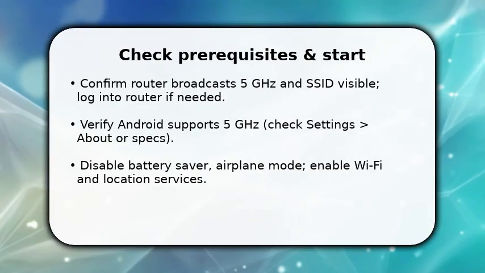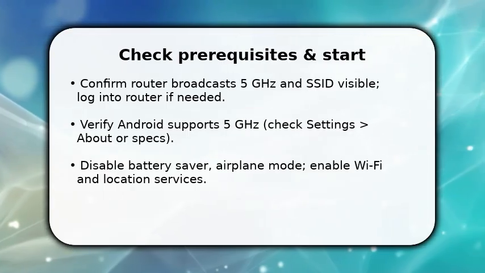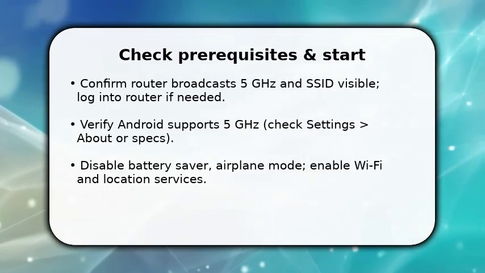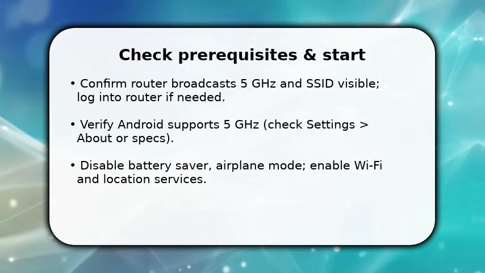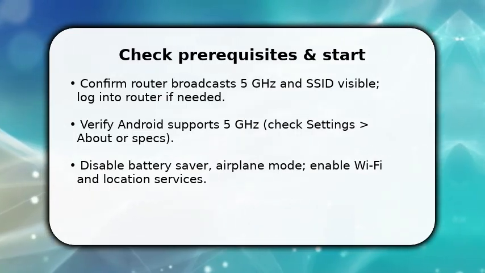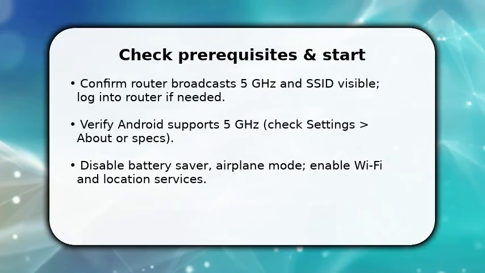You'll begin by confirming prerequisites and taking the first actions. Make sure your router is set to broadcast a 5 GHz SSID and that your Android model supports 5 GHz. Check the phone specs or settings about.